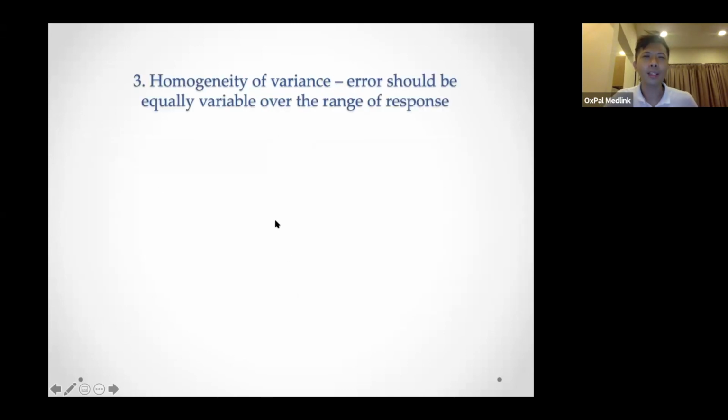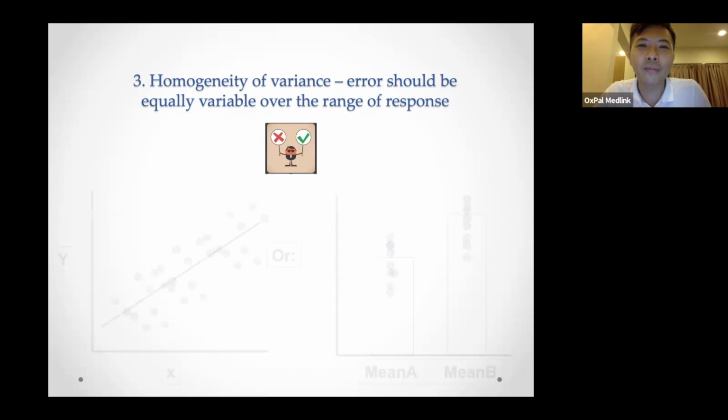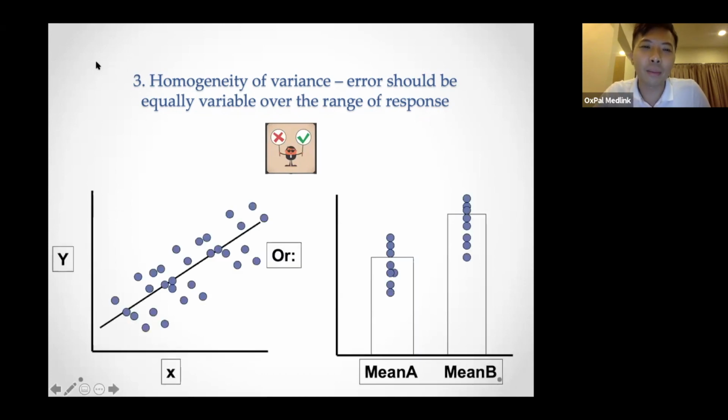And the last assumption, homogeneous variance: the error should be equally variable over the range of the response. Let's see if this fits the assumption. Are these 2 accurate representations of homogeneous variance? Let's hear from you. So we have a majority true, okay, well done.